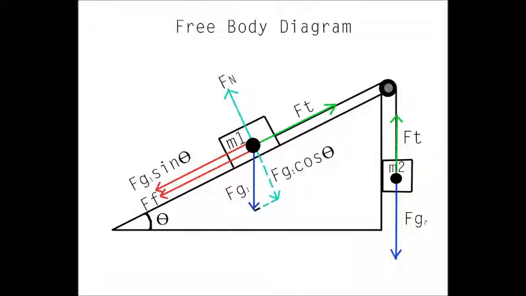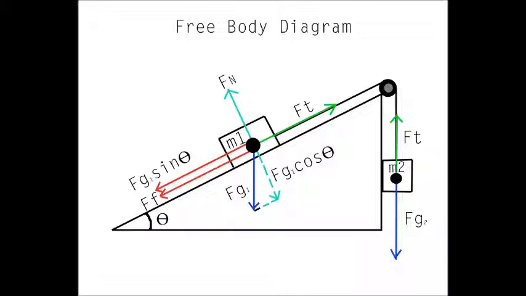Label the forces acting on the glider, which is mass 1, and the mass on the right, which is mass 2. For mass 2, we can see that only the vertical forces are acting on it, which includes Fg2 going down and Ft going the opposite direction.